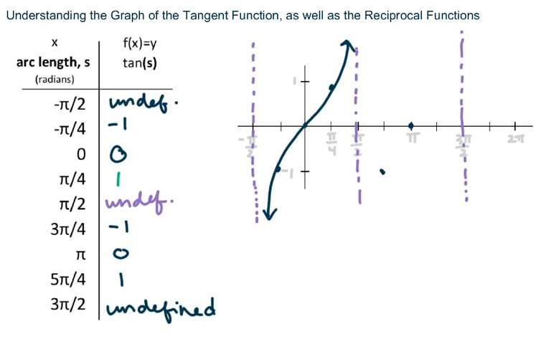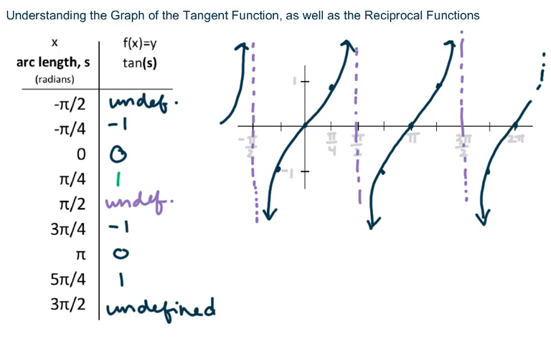So looking at this again, in the next quadrant, we would get a similar behavior, and it would just keep going infinitely, even though this goes off of the screen there. So we would maybe see one occurring up here as well. So this is what our tangent graph looks like.